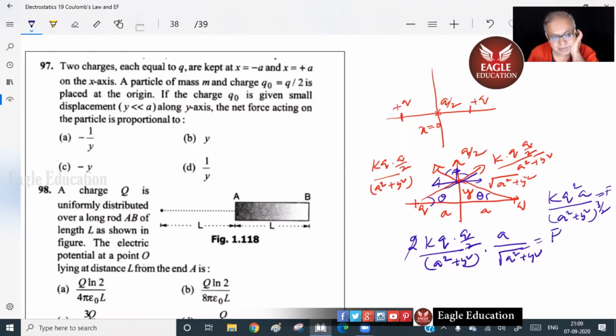There's a wrong statement. If y is less than a, the force will be constant. That's not correct. Here, y should be a small displacement, right? Small displacement, y is less than a, is correct only. Did we go wrong anywhere? You check.